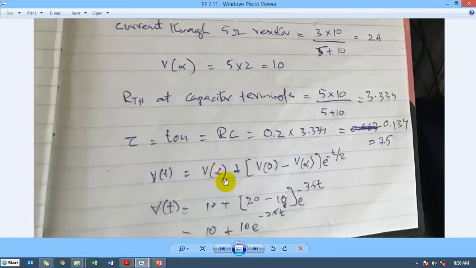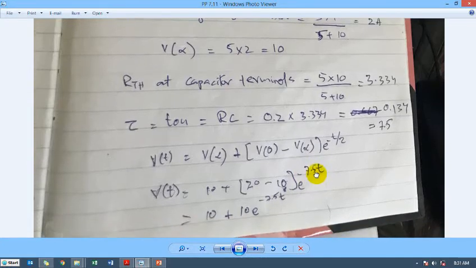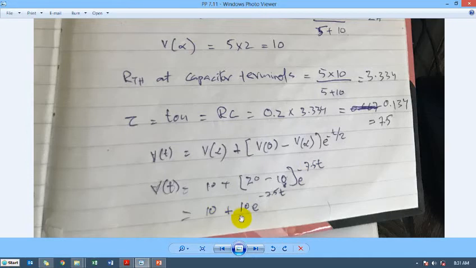Putting in the values: 10 volts, this 10 volts here, and V of 0 was 20 volts, again 10 volts is V infinity, and then putting the tau value, 1 upon tau is 7.5. Alright, so this comes out, this is the answer, and this matches with the answer given in the book.